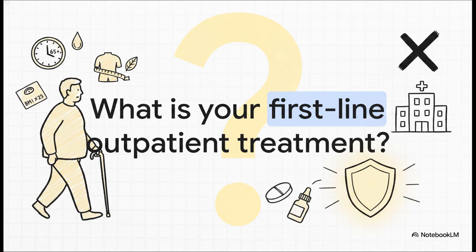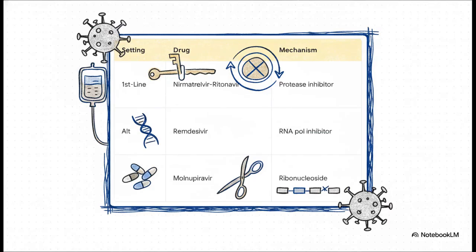They've got multiple risk factors for severe disease. Maybe they're over 65, have a BMI over 25, or they have diabetes. But right now, they only have mild symptoms. What is your absolute first-line pharmacological defense to keep them out of the hospital? If you said Paxlovid, you hit the nail on the head. Your go-to first-line treatment is nirmatrelvir-ritonavir.